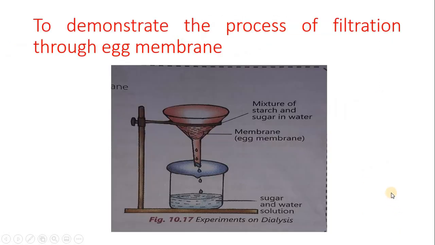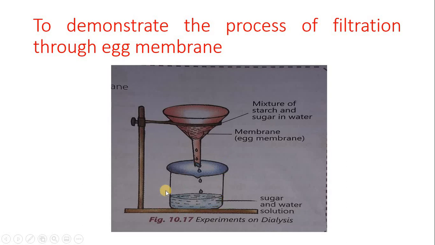Now in the activity, you can see the process of filtration through egg membrane. Now egg membrane is also a semi-permeable membrane. So we take a fresh egg membrane, a funnel, a beaker, and a mixture of fine starch and glucose. Starch particles are bigger in size than the glucose particles. Now we take a piece of egg membrane and place it inside the funnel and fix the funnel on a stand as we do in the filtration process, and place a beaker under the funnel.